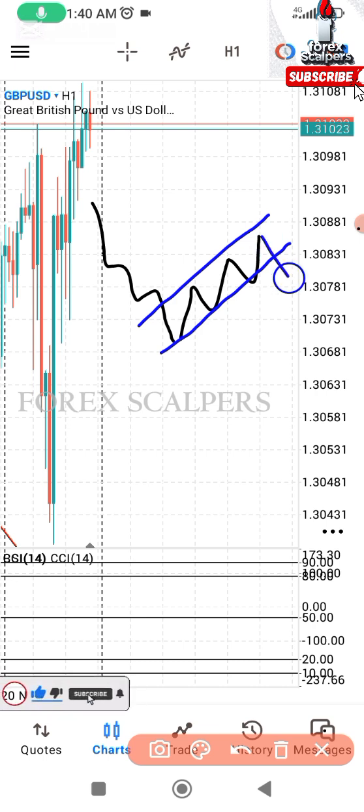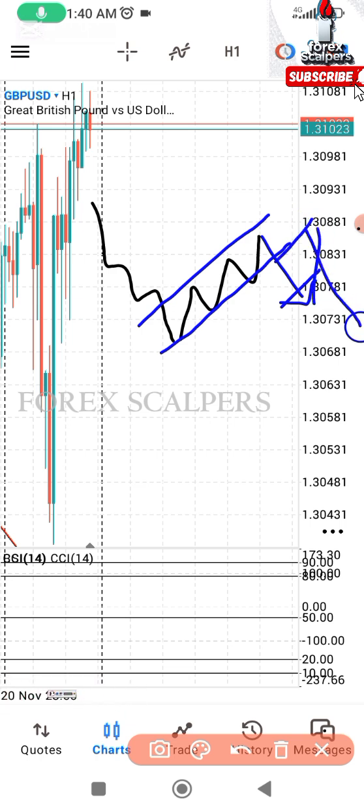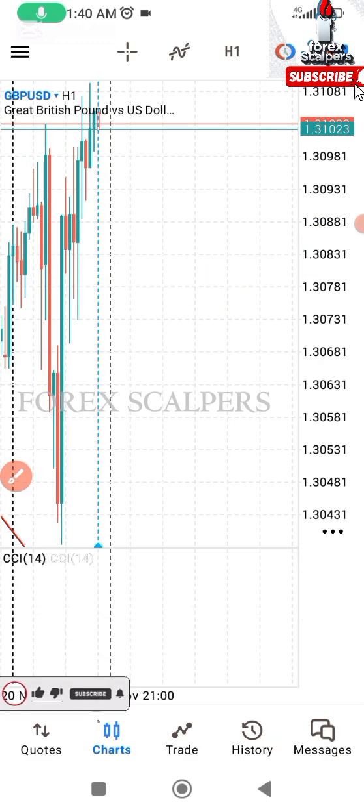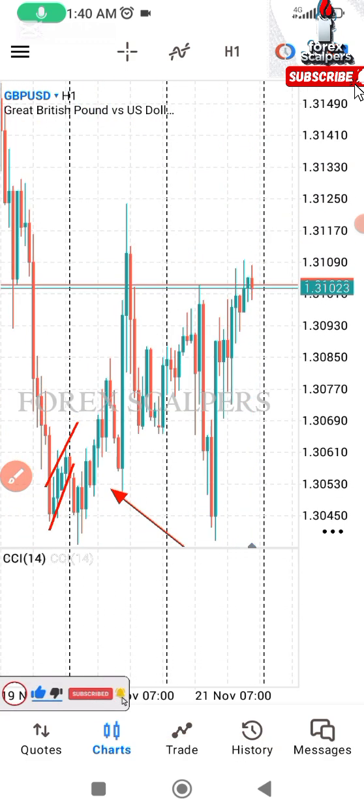You wait for price to break out of it, and then you make your sell entry if you are aggressive. If you are conservative, price will retest it and continue to the downside. So let's go to our chart and see exactly how we can identify this pattern.